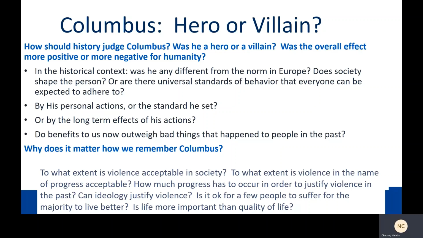Our job for the day is to make an educated judgment of Christopher Columbus. How should history remember him? Was he a hero or a villain? Was the overall effect of his actions more positive or more negative for humanity?